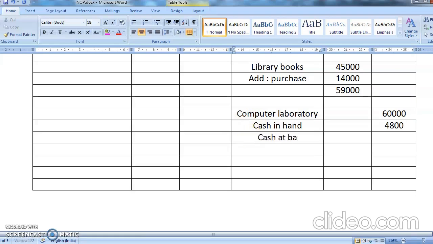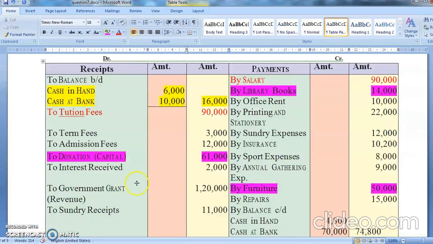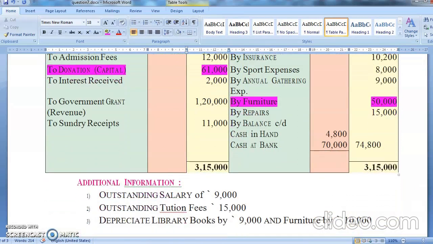Cash at bank, it was 70,000. Okay, so we have completed the posting of your receipt and payment account also. Now we'll go to the adjustment part of it.